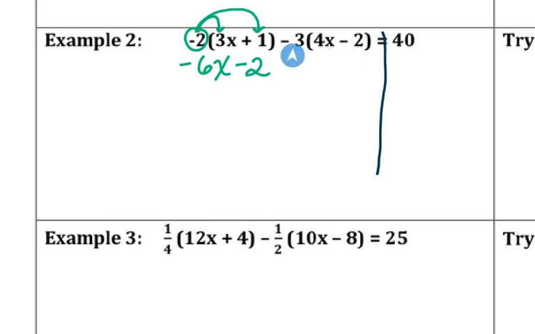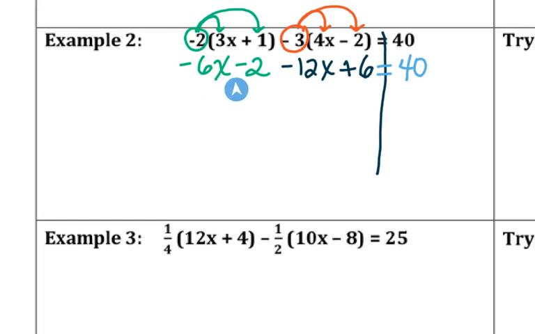So we also need to distribute this number to both terms. This number, though, we have to be very careful. We take the sign, so that's a negative 3, and we send it to both of our terms. So negative 3 times 4 is negative 12x. Negative 3 times negative 2 is a positive 6. And then on the right side, it says equals 40.